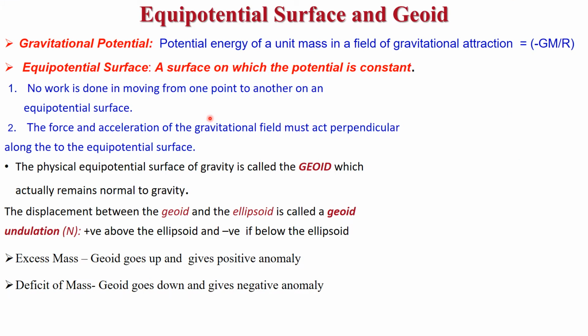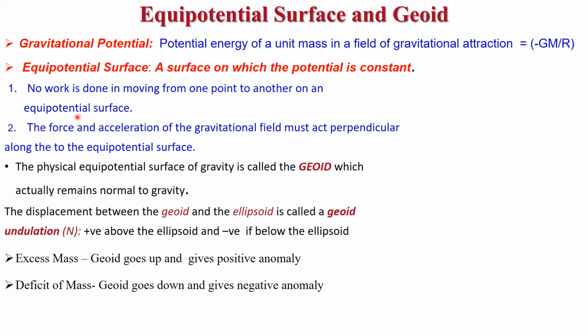Now we move to the equipotential surface, and why we are studying the particular term geoid. It is very important. Later I will discuss its significance. First is the gravitational potential energy, the potential energy of a unit mass in a gravitational attraction. In my last lecture I have already derived it. How can we calculate the equipotential surface? The geoid is an equipotential surface. Some assumptions are there for the equipotential surface.